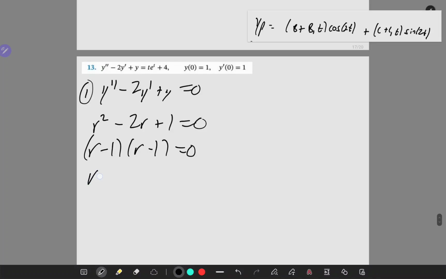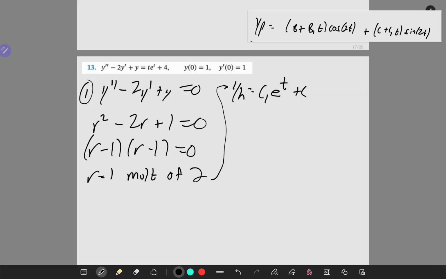So then we're going to have r is equal to 1 with a multiplicity of 2. So then that tells us that our y sub h would be c1 e to the t plus c2 t e to the t. Remember, that's the little trick that we used when we had repeated roots. We could either use reduction of order to get that t, or we can use the shortcut method, which is this.